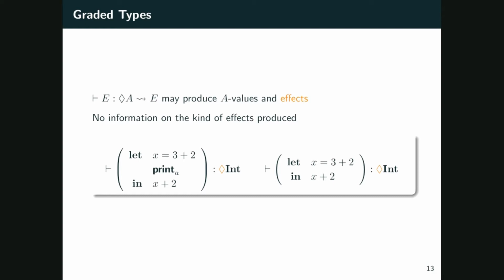The fact that we have a judgment that E is a program of type diamond A gives us the information that the computation E, the program E, may produce an A value and possibly an effect. Right. Sorry. Okay. Yeah, that was just my confusion. No, my fault. I apologize for that.